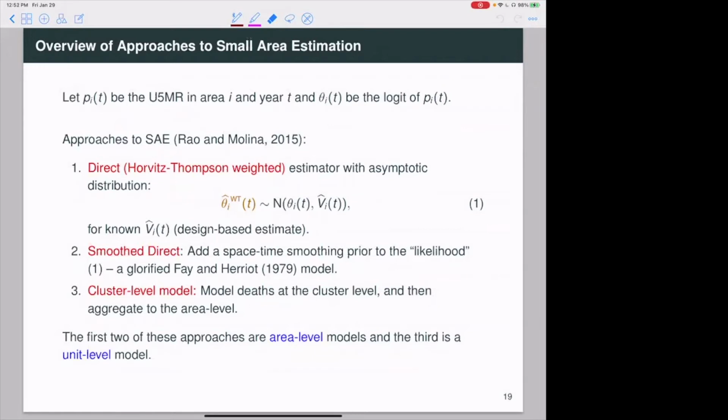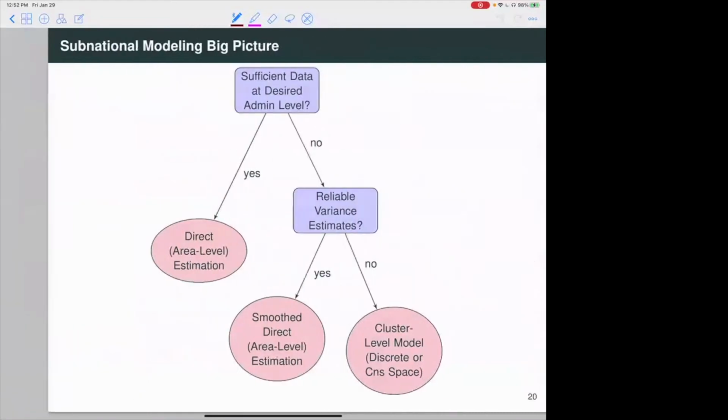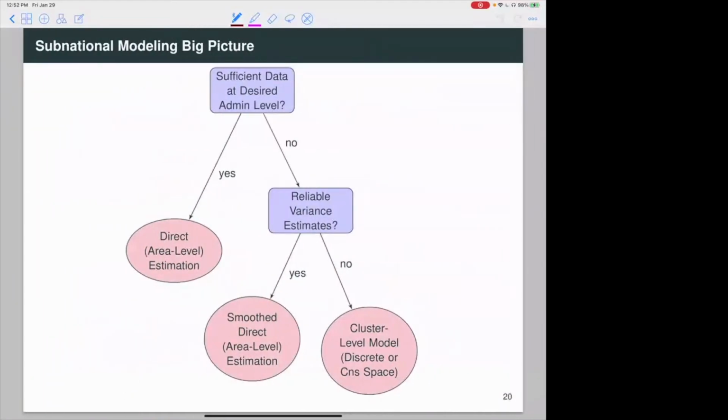The work we did for 35 countries, we used what I called smooth direct. The direct estimates are where you just use the data from those areas only, the response data. I actually have a little picture here. If there is sufficient data at the required admin level, go with direct estimation. If not, but you've got a good variance estimate, then you can use smooth direct. That's basically saying we've got a variance estimate, but there's quite a lot of uncertainty there, so I'm going to use space-time smoothing, using all the areas, to increase the precision.